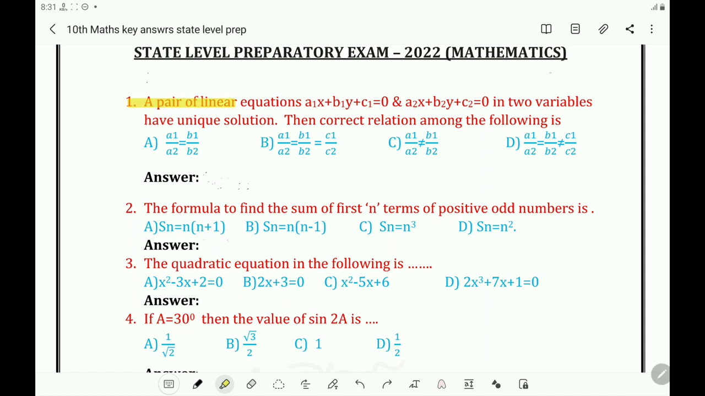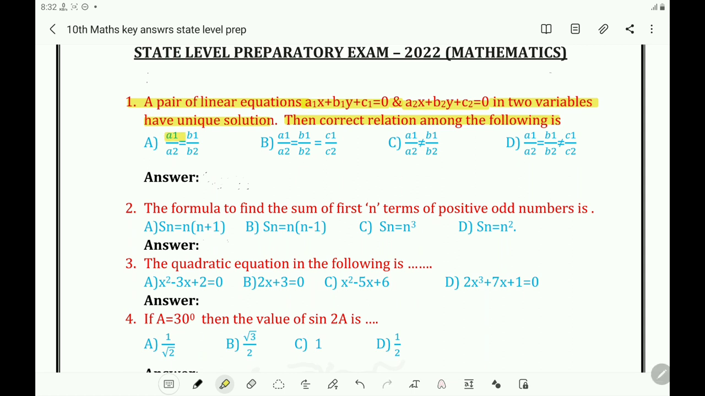First question: a pair of linear equations a1x plus b1y plus c1 equals 0 and a2x plus b2y plus c2 equals 0 in two variables have a unique solution. Then the correct relation among the following is. Children, you know that if a pair of linear equations has a unique solution, then the correct relation is option C, a1 by a2 is not equal to b1 by b2. Then only you can say that the pair of linear equations has a unique solution, only one solution.